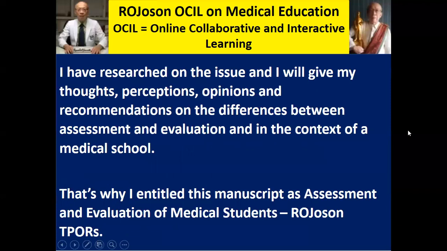I have researched on the issue, and I will give my thoughts, perceptions, opinions, and recommendations on the differences between assessment and evaluation in the context of a medical school. That's why I entitled this manuscript Assessment and Evaluation of Medical Students, ROJoson TPORs.